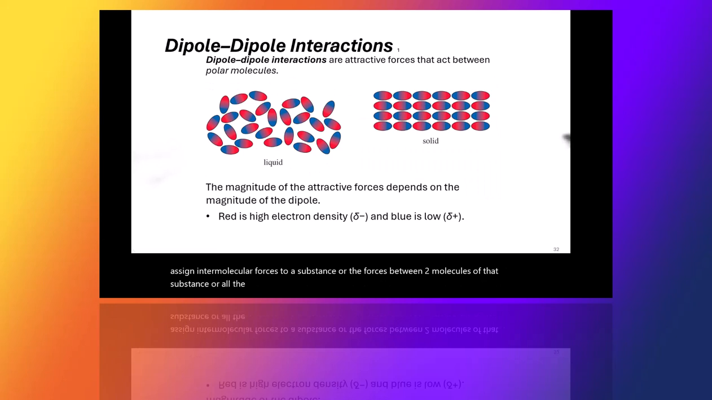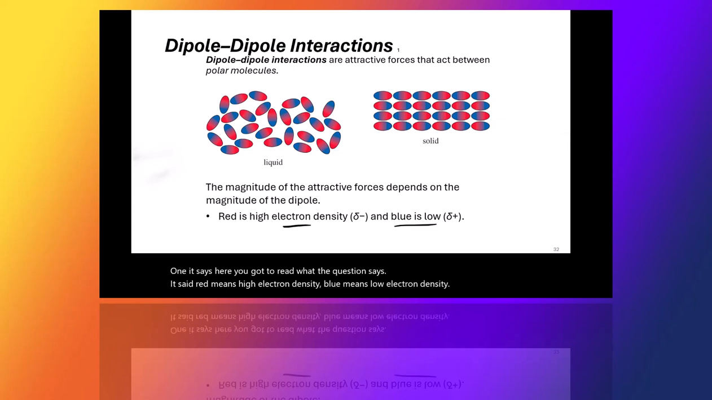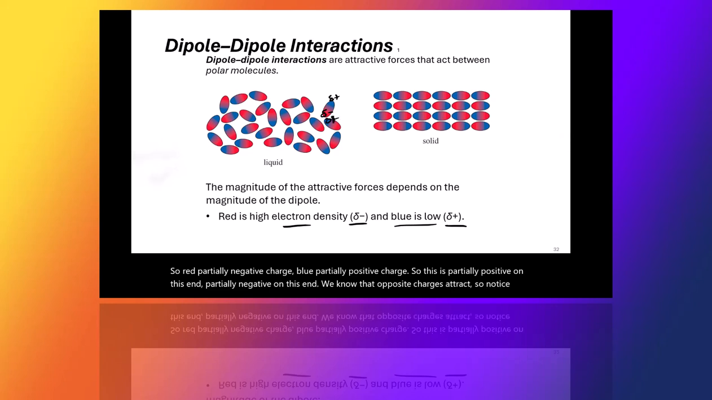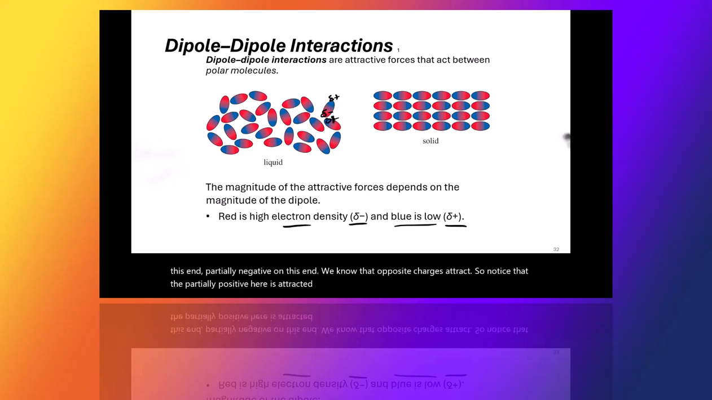So the first one is a dipole-dipole interaction. So what happens with the dipole-dipole interaction is that, it says here, you got to read what the question says. It said red means high electron density, blue means low electron density. So red, partially negative charge, blue, partially positive charge. So this is partially positive on this end, partially negative on this end. We know that opposite charges attract, so notice that the partially positive here is attracted to the partially negative there. There's a force between these two molecules here.